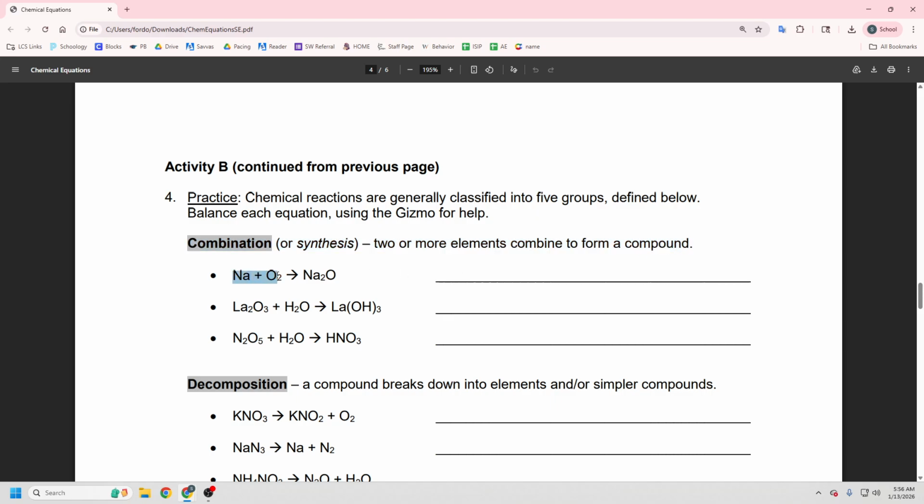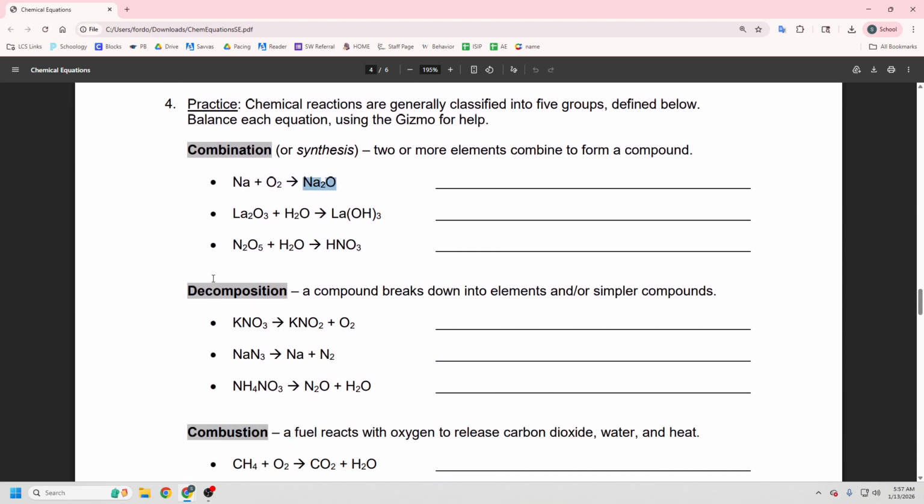So on the reactants, we have 2 different atoms that come together to make a larger molecule. So you have 1 atom here and 2 atoms here, and they combine to make a larger molecule.